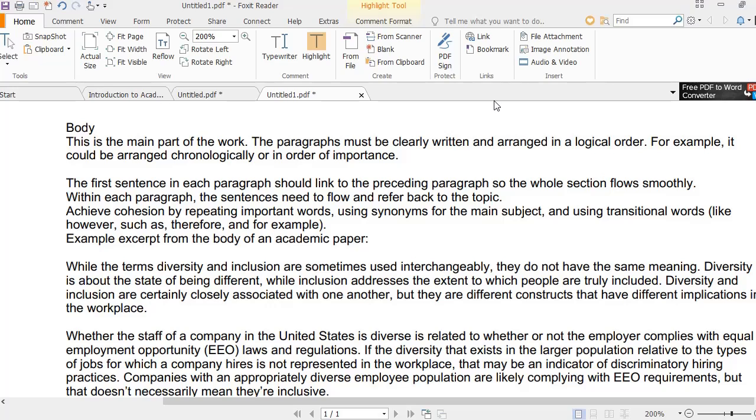Within each paragraph, the sentences need to flow and refer back to the topic. Achieve cohesion by repeating important words. In the coming lectures, we will learn what is meant by cohesion. Achieve cohesion by repeating important words, using synonyms for the main subject, and using transitional words like however, therefore, and for example.